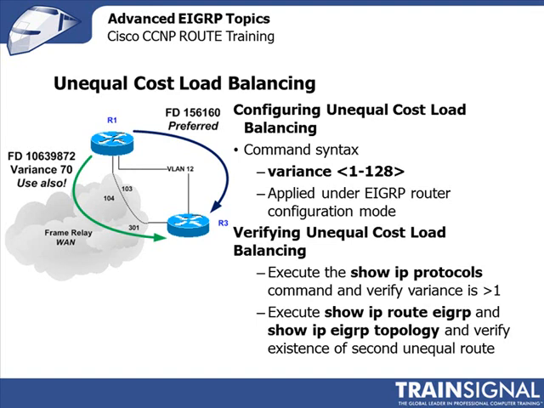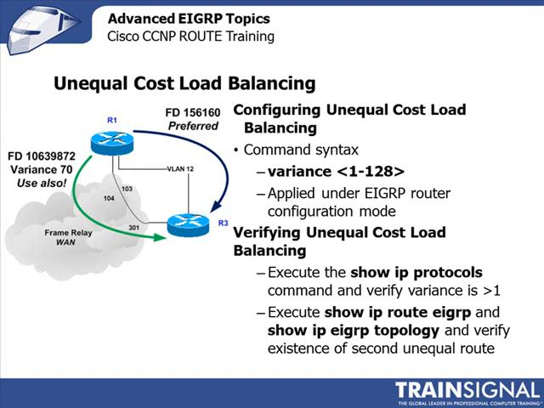You can execute the show IP protocols command, and the first thing to do is to look, and it will actually say what the EIGRP variance variable is. If it's set at 1, it means that only equal cost load balancing is used. But if it's anything greater than 1, then it's saying use unequal cost load balancing depending on the difference in the metric.